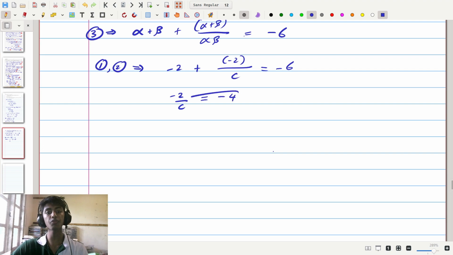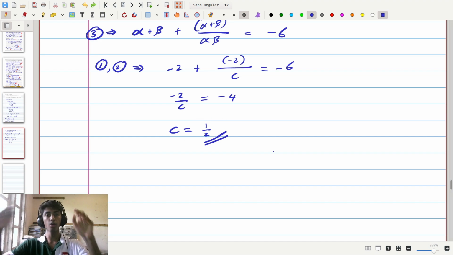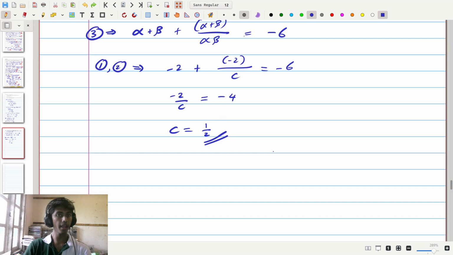Now here we can see if we swap these two, we're going to get c equals minus 2 divided by minus 4, which is a half. Therefore, c is equal to half. We have found c. So now, all we need to do is to find lambda, and we'll be done with this question.